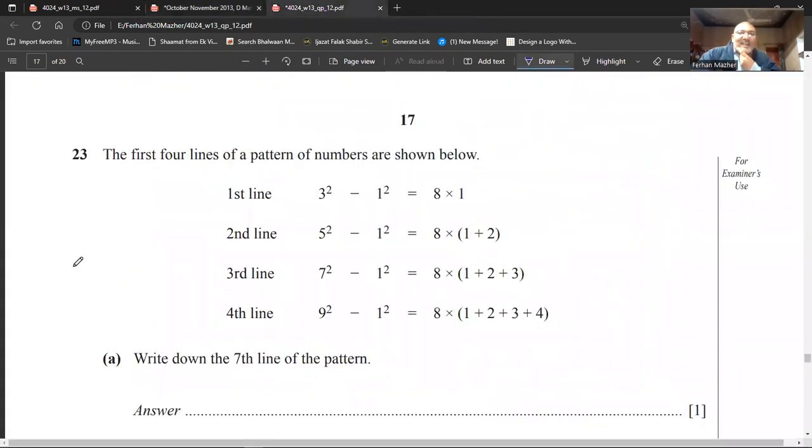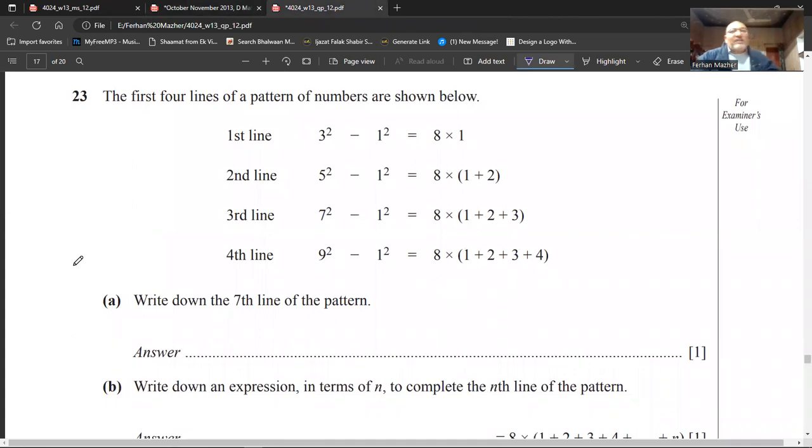Okay, so here we have the first 4 lines of a pattern of numbers shown below. Here we have 3 square minus 1 square equals 8 multiply 1. Second line is 5 square minus 1 square equals 8 multiply bracket 1 plus 2 bracket close. Third line is 7 square minus 1 square equals 8 multiply bracket 1 plus 2 plus 3. And the fourth line is this.